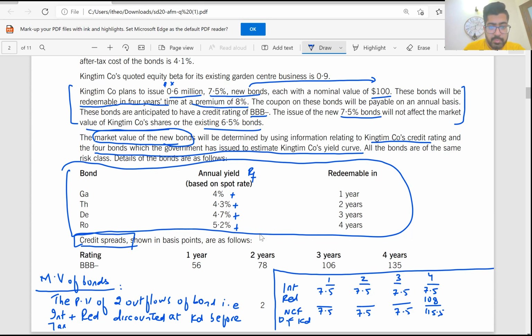So 4% and the spread is 56 basis points, 0.56%. So for the first year, the KD is 4.56%. For the second year, 4.3 plus spread of 0.78 is 5.08%. For the third year, 4.7 plus 106 basis points, 1.06%, is 5.76%, and 1.35%, 135 basis points, gives 6.55%. This is the KD, RF plus spread, I got for all 4 years.